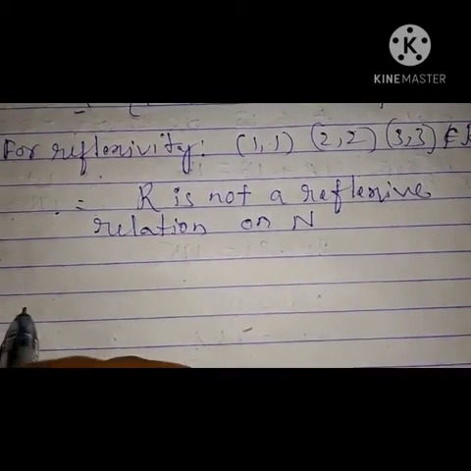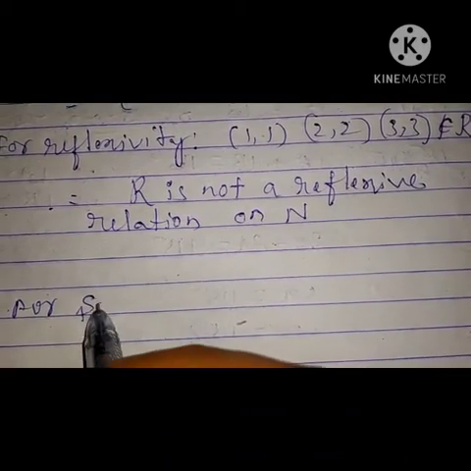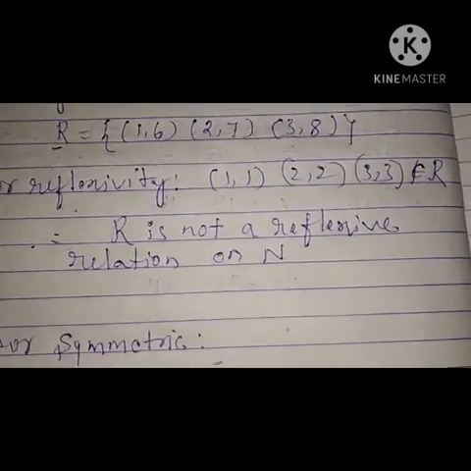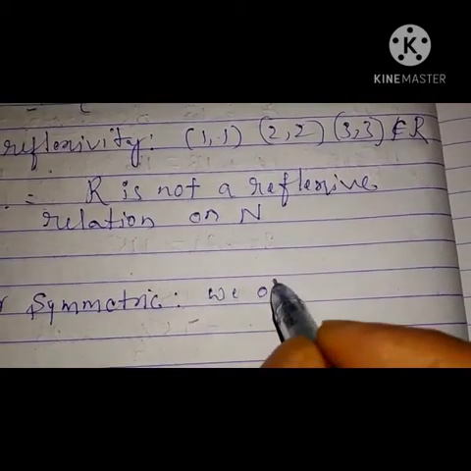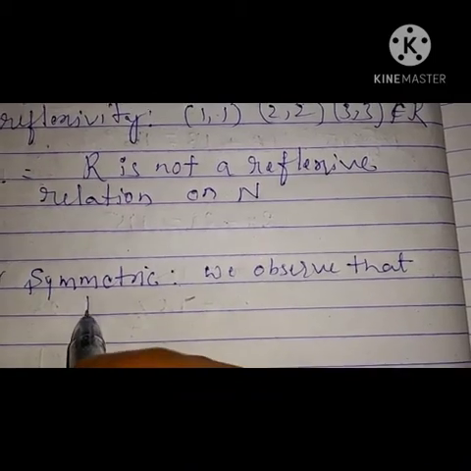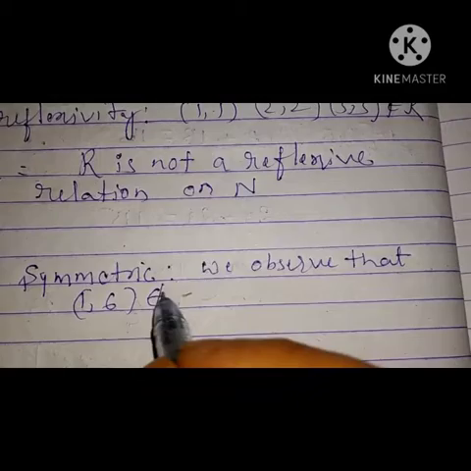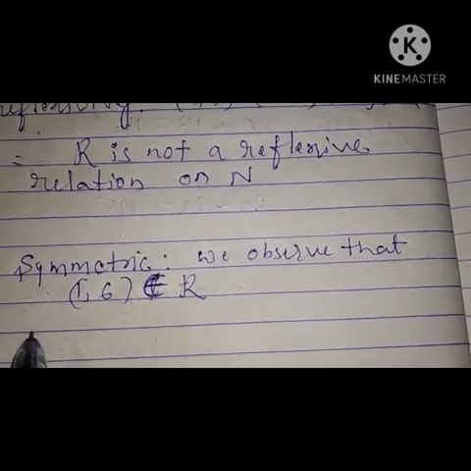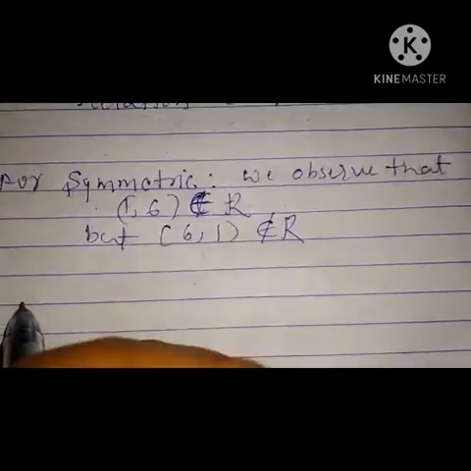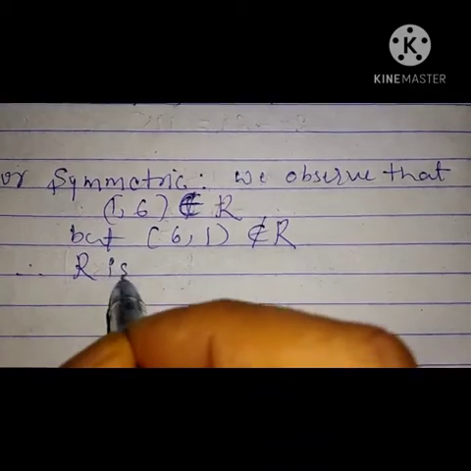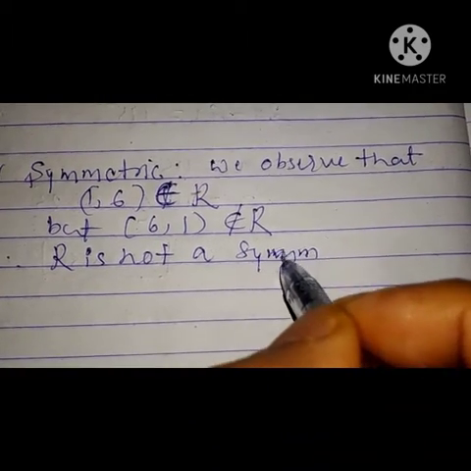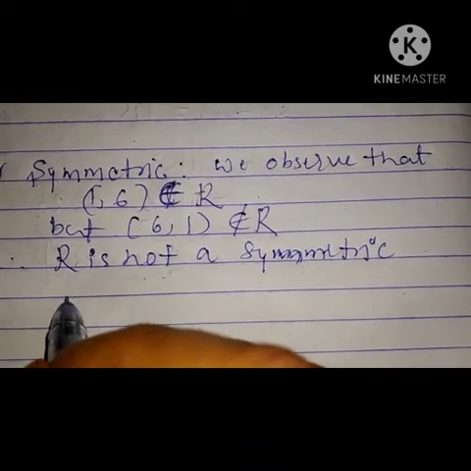Okay, next for symmetric: here we observe that (1, 6) belongs to R, but (6, 1) does not belong to R. Therefore R is not a symmetric relation on N.